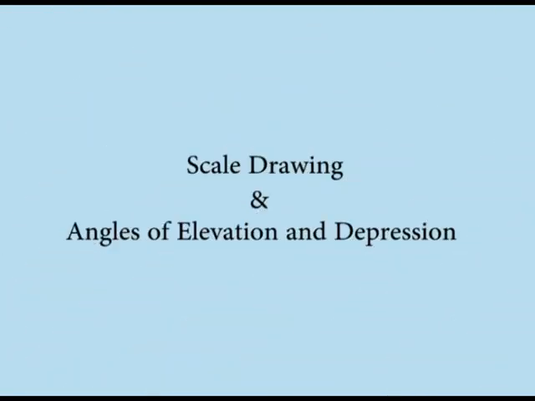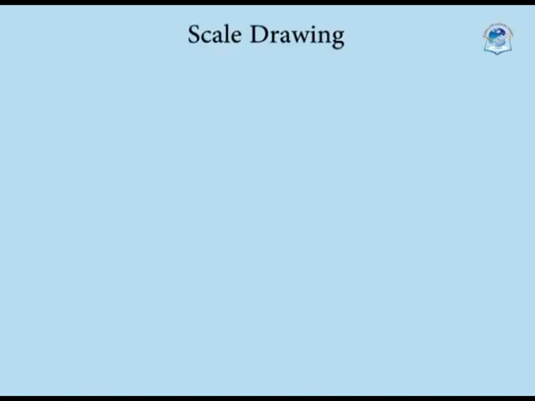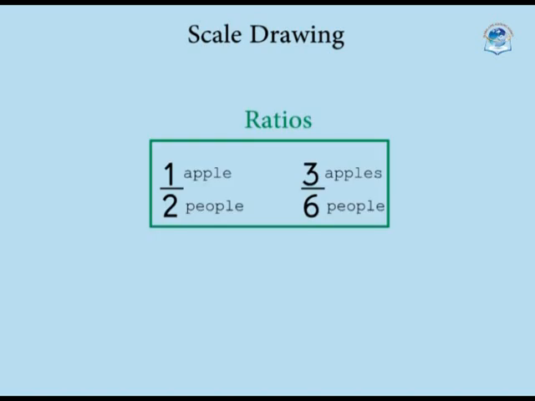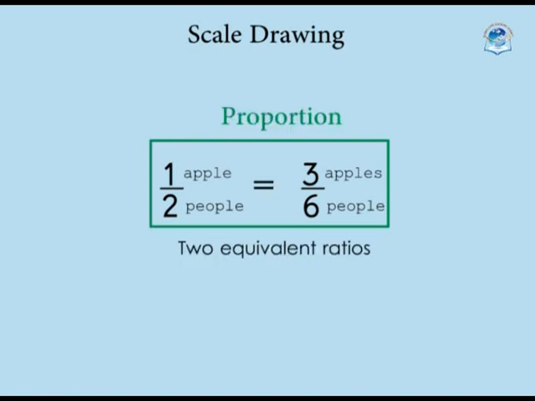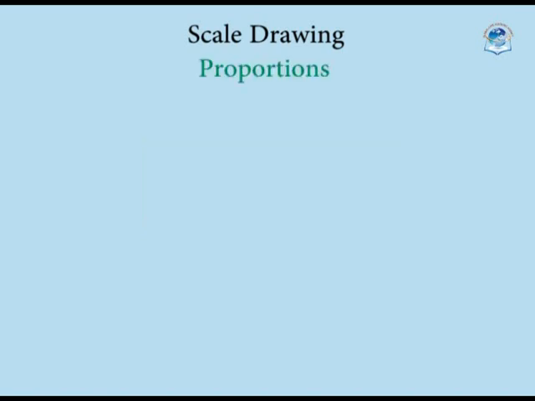Next chapter, scale drawing and angles of elevation and depression. Scale drawing. We talked about ratios and proportions, and we said that a ratio is basically a relationship of two or more items, and that a proportion is basically two equivalent ratios. Scale drawing is all about proportions.